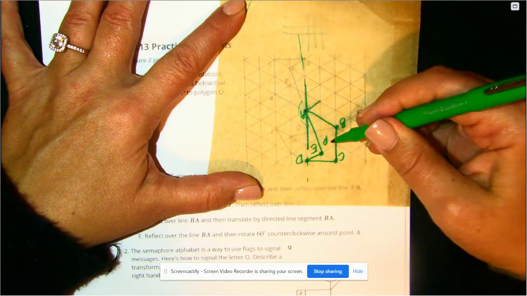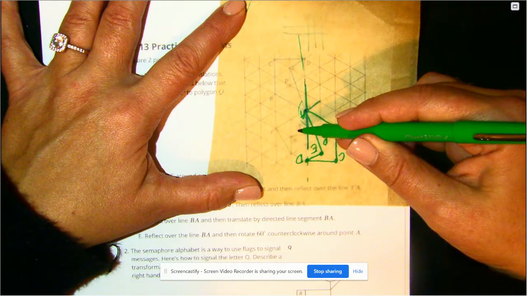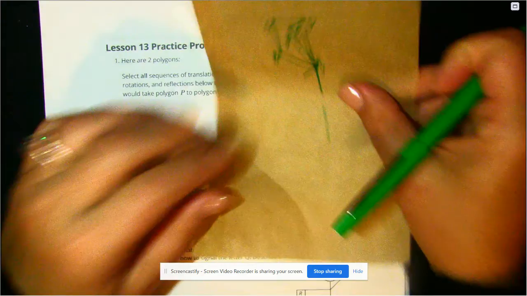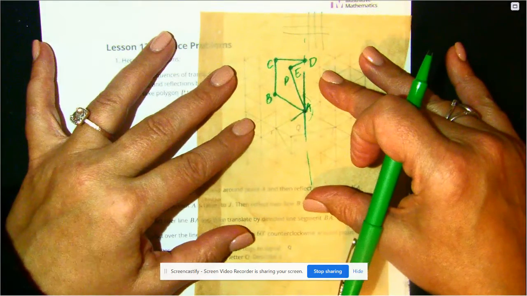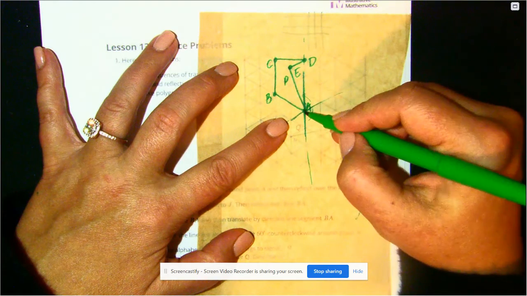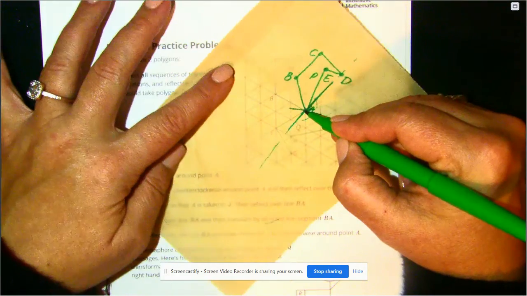Is that on top of polygon Q? Absolutely not. No. Okay, rotate 60 clockwise around A. That'd be 1 triangle's worth, so I'd need to land right here. So rotate 60, okay.